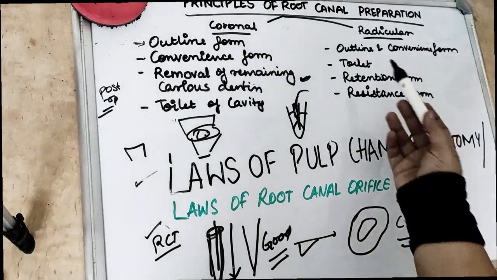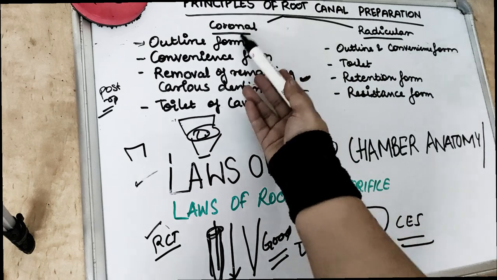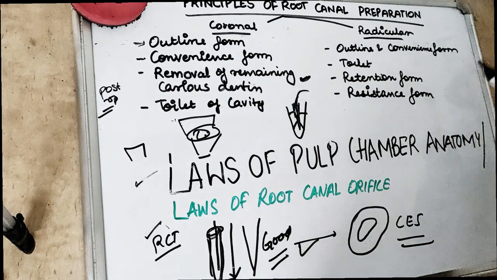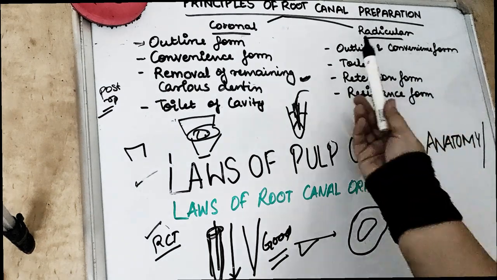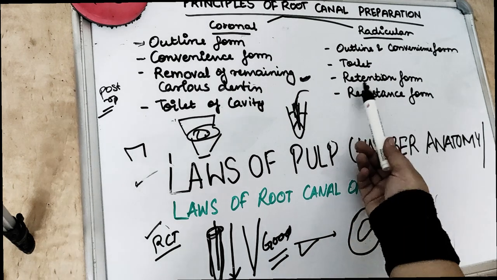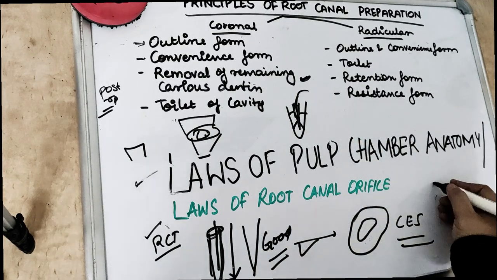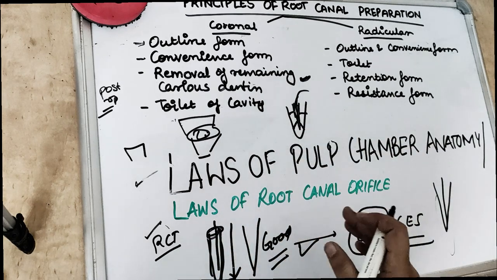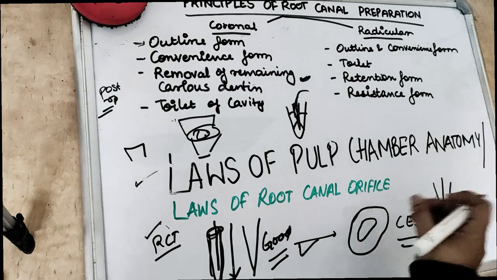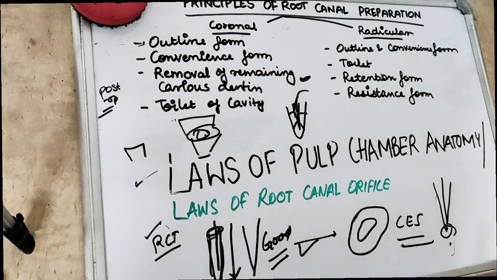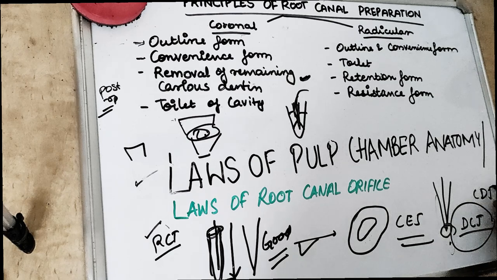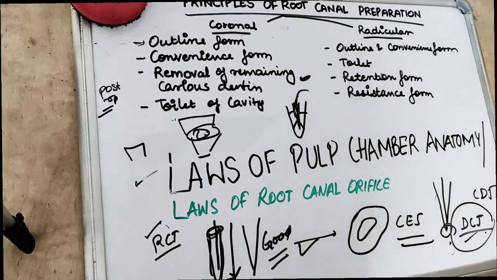And then there is the outline and convenience form of the radicular. So this was about the coronal. We are talking about CEJ here. Radicular is when we are talking about the root. So the outline and the convenience form is the same as that of the coronal part, and there should be retention form. That means when we are putting the GP, it should have a tug back. It should have a tight seal. And resistance form is that when we are placing the GP, there should not be overflow of the GP. It should not go beyond the cemento-dentinal junction. So it should not go beyond the CDJ, or you can say DCJ. So it should be like that.